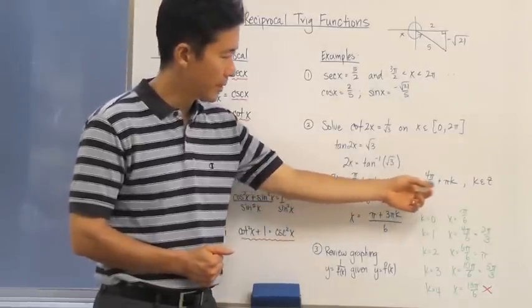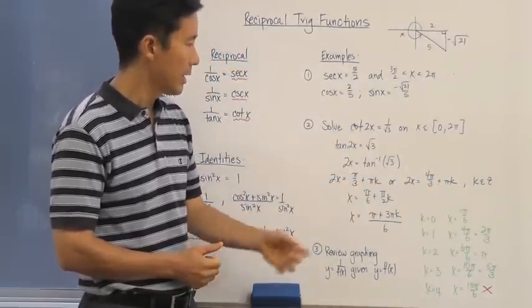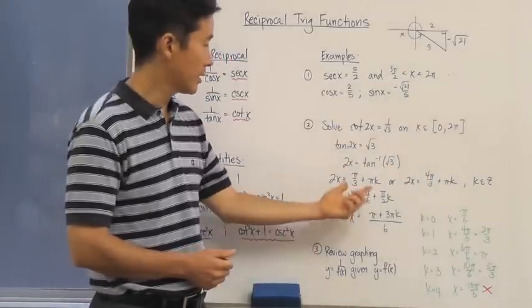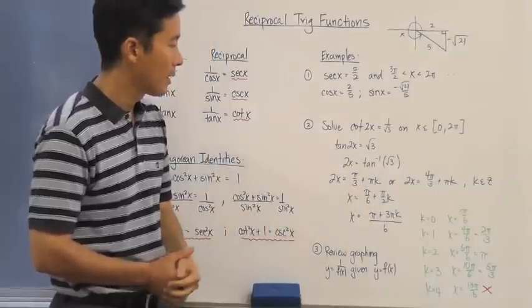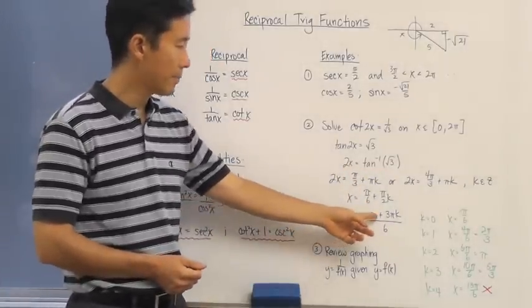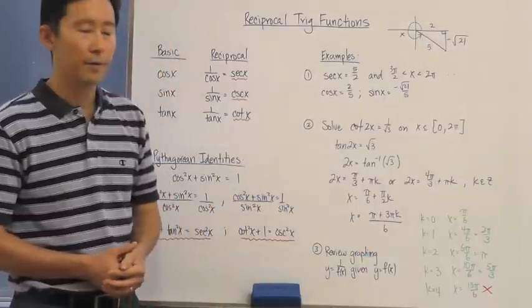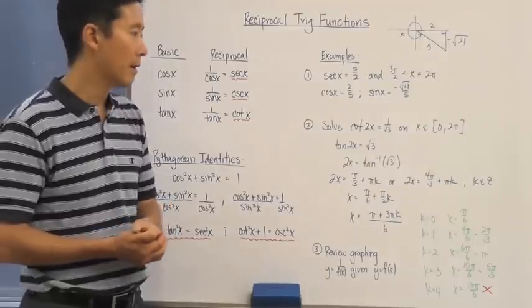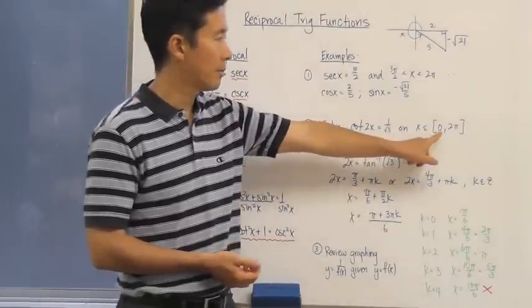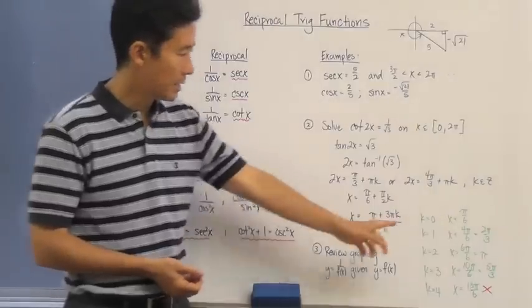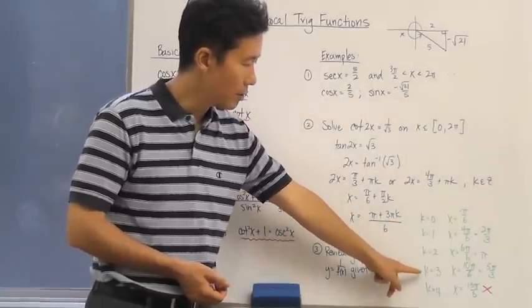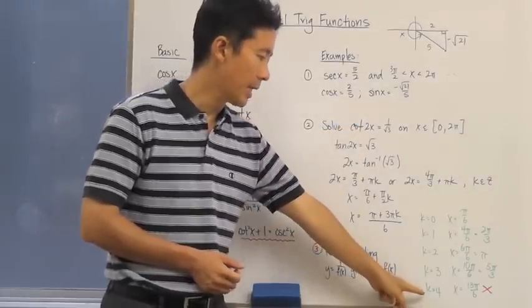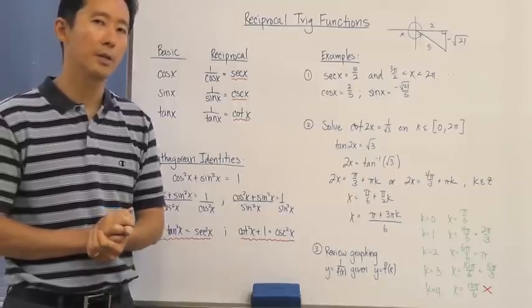When we inspect this a little more closely, notice that this pi over 3 and 4 pi over 3 differ by a pi, so we can just focus on this one here. If we simplify that, we come up with pi plus 3 pi k over 6. And then after that, it is just a matter of substituting different integer values for k to find all of the different values of x which fall between 0 and 2 pi. In this case, if we let k be equal to 0, 1, 2, and 3, we'll come up with solutions for this equation. Notice that k equal to 4 does not work because it is beyond the domain.